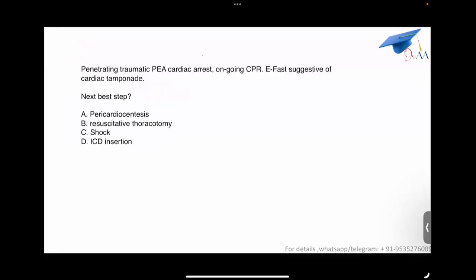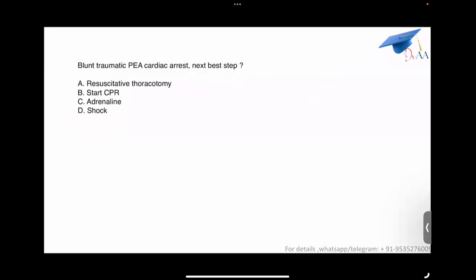There is a penetrating trauma and the patient is in pulseless electrical activity. Ongoing CPR is there. E-FAST is done, which is suggestive of cardiac tamponade. What is the best next step? Option B. This patient is in cardiac arrest, so you need to do a thoracotomy. Thoracotomy is the preferred one. Blunt traumatic PEA cardiac arrest, next best step: start CPR. It is a similar question. Start CPR.